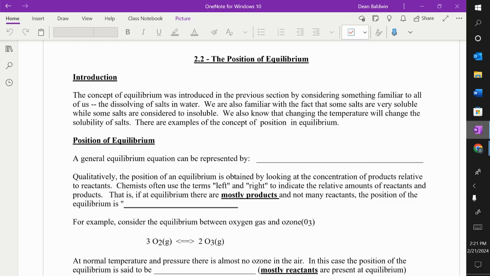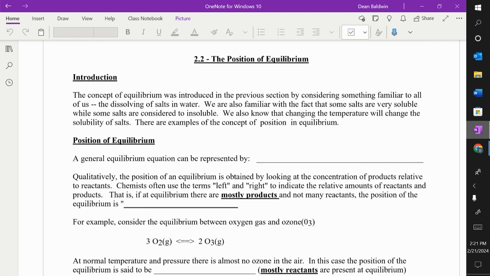So, yesterday we talked about what equilibrium is. It's when the rate of the reverse equals the rate of the forward reaction. What we're going to start doing over the next couple of days is looking at whether the equilibrium is shifted more towards the left, the reactants, or the right, the products, or somewhere in the middle.